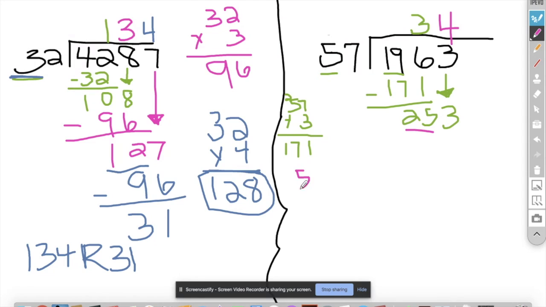So 57 times, that looks like a plus sign, should be a times sign. I'm trying to draw with my mouse pad. 7 times 4 is 28. Carry my 2. 4 times 5 is 20, plus 2 is 22. Okay, so I bring my 228 over here.